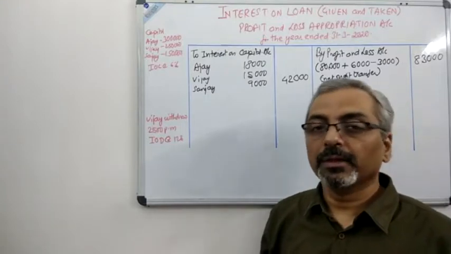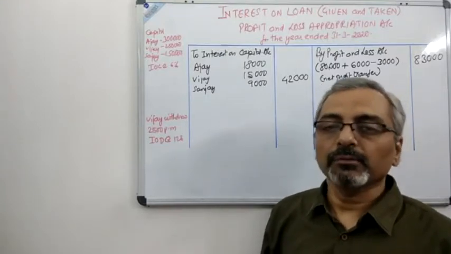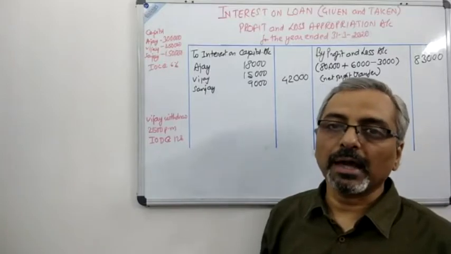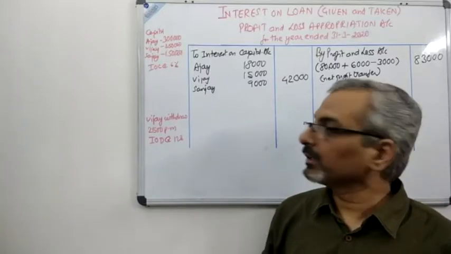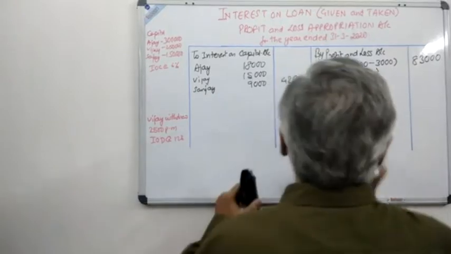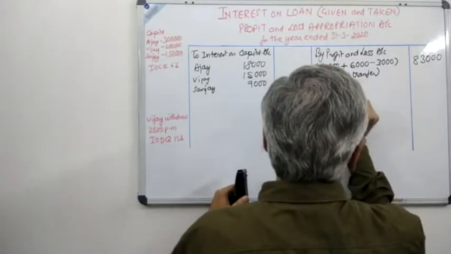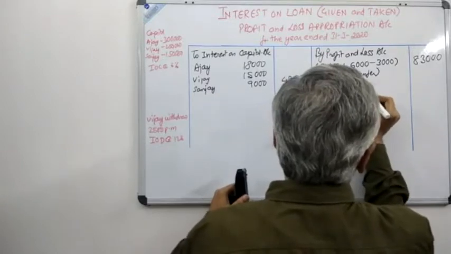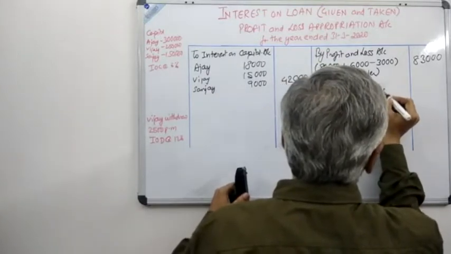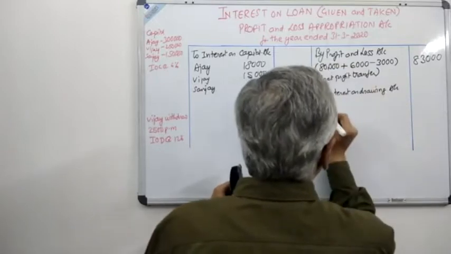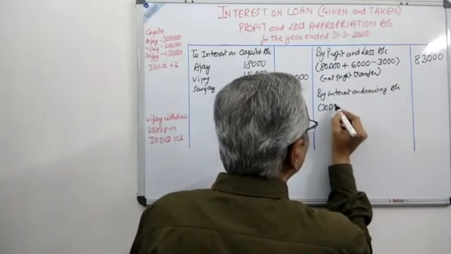And if you remember the calculations which we had done, we had got the interest on drawing as 1,800. So we'll take this figure and write over there, interest on drawing account. Those who have forgotten the calculation, no problem.